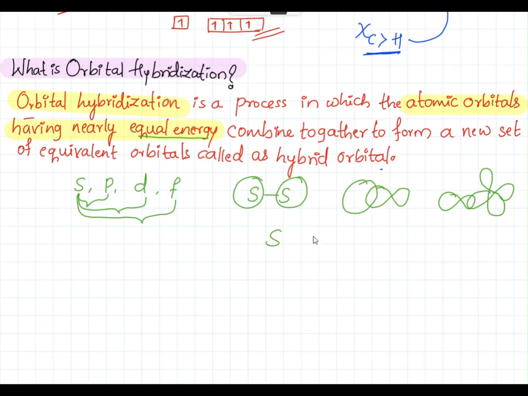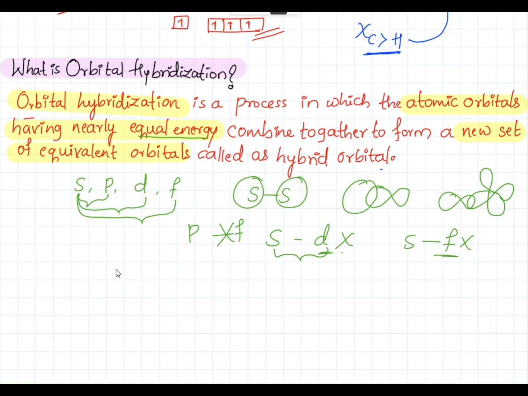S will not overlap with d orbital, as the energy difference between s and d is more, and the energy difference between s and f is also more. Hence, s will not overlap with d and f. Similarly, p will not overlap with f. The energy difference between two atomic orbitals must be least; they must have nearly equal energy. Only then do they combine to form a new set of hybridized orbitals.